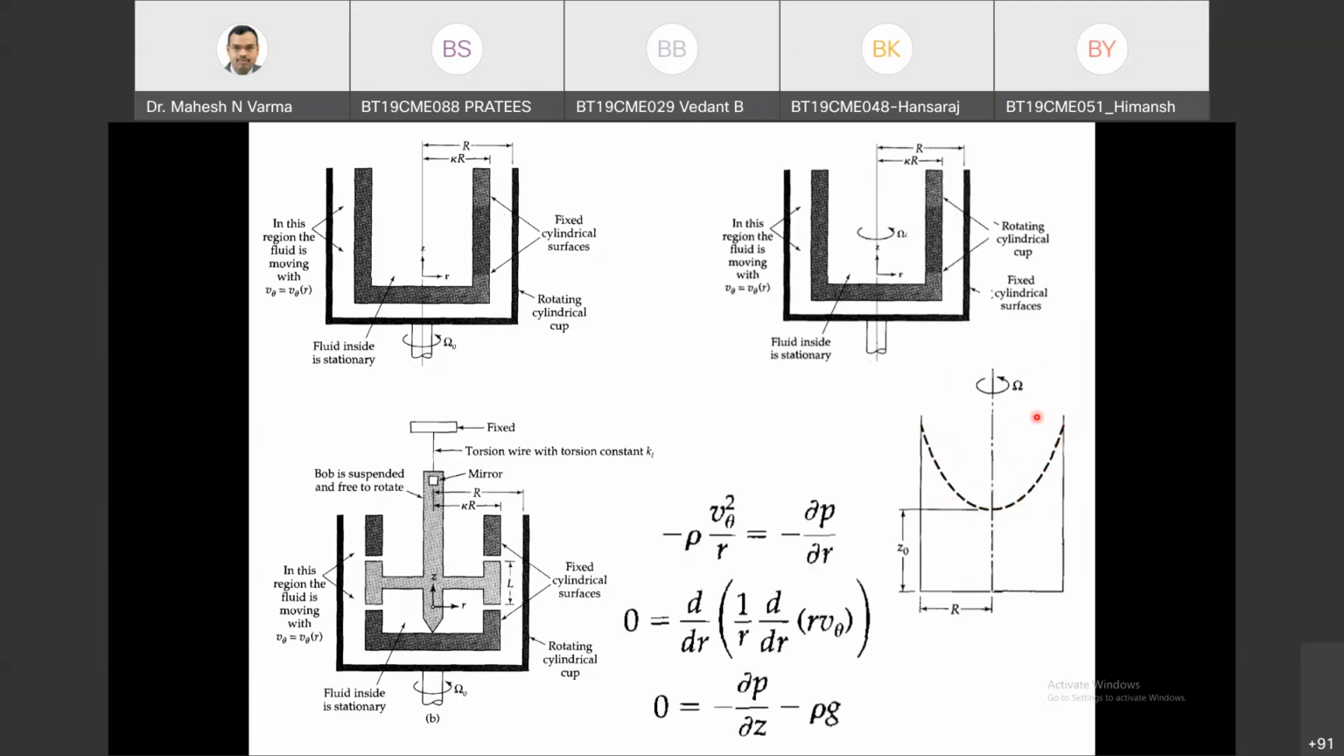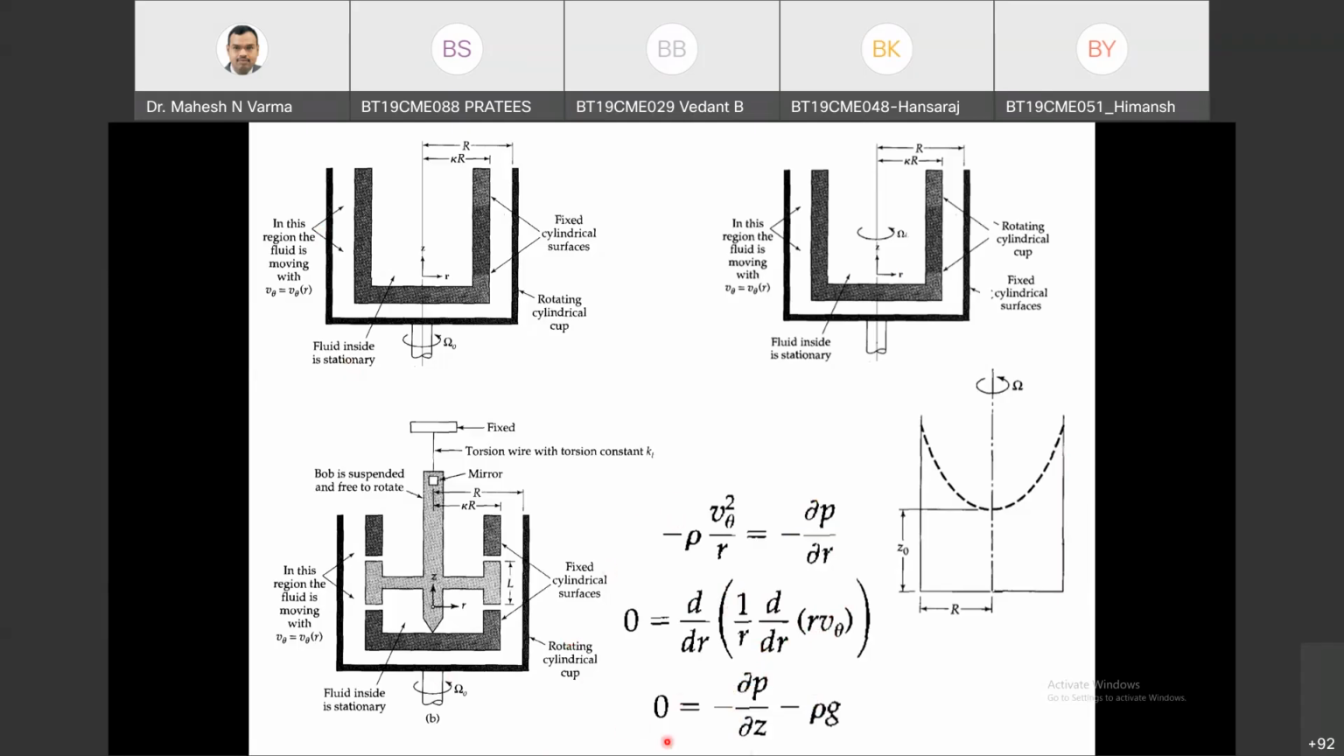We observed that in all the cases, the equation of change reduces to this simple form. Only the theta momentum is present. This will be the r component of momentum, this will be the theta component, and this will be the z component. This will give me the velocity profile, this will give me the variation of pressure with respect to r, and this will give me the variation of pressure with respect to z. So this is how we take the information in all four problems.